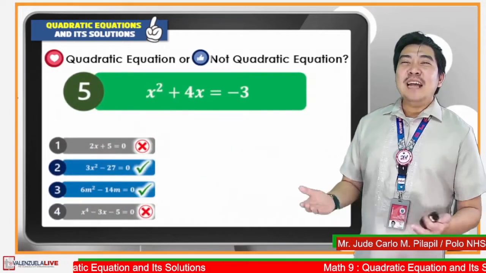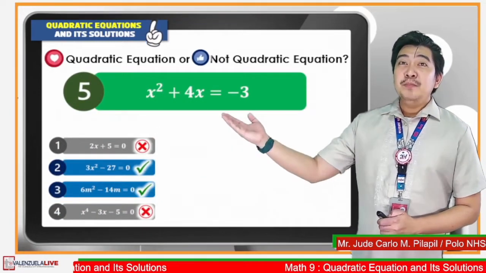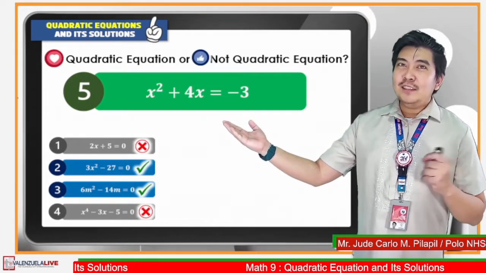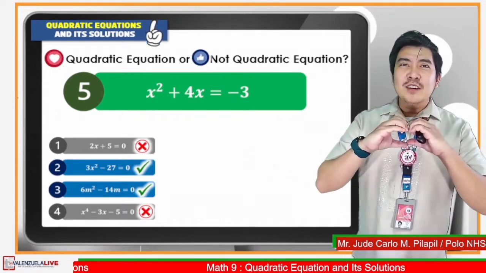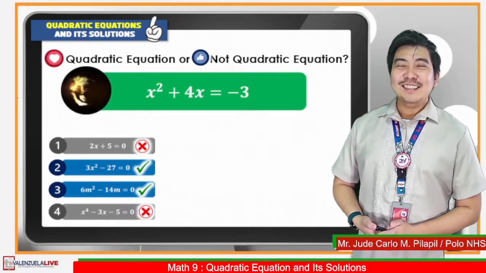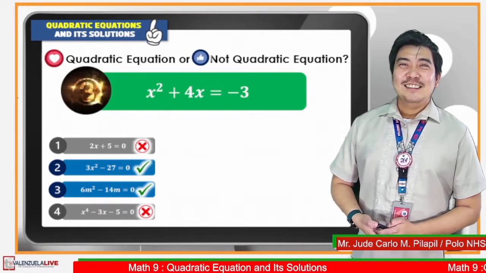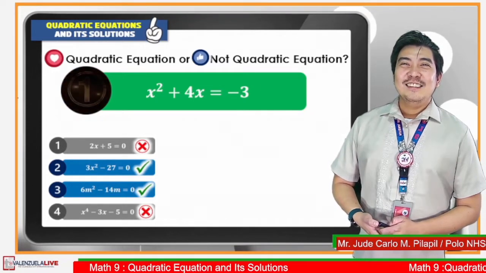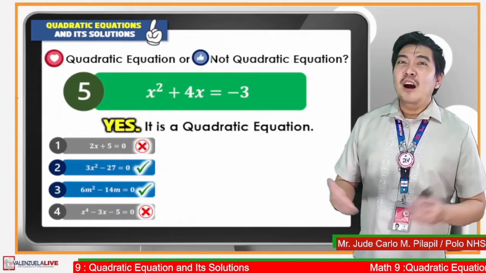Let us have the last item. The fifth equation is given by x squared plus 4x is equal to negative 3. Is this a quadratic equation or not? Will you give it a heart or like react? 5 seconds, go! If you drop a heart react, you are awesome.